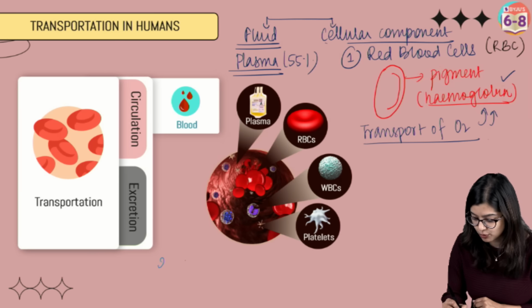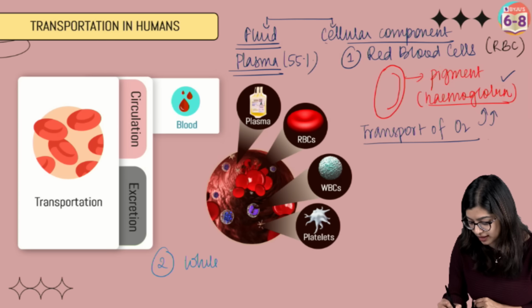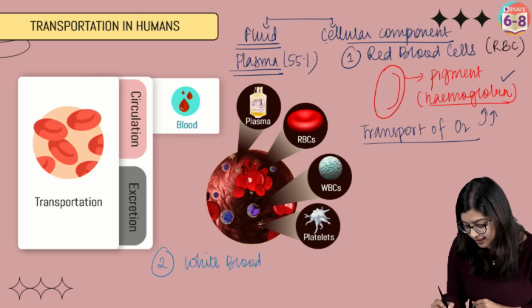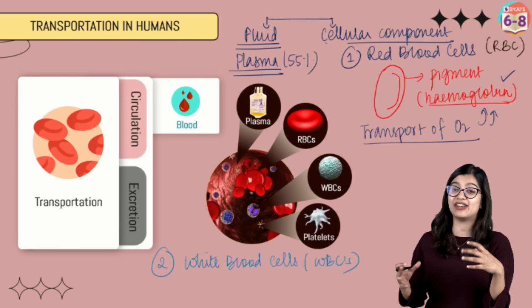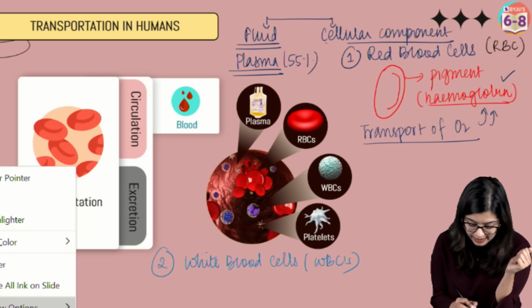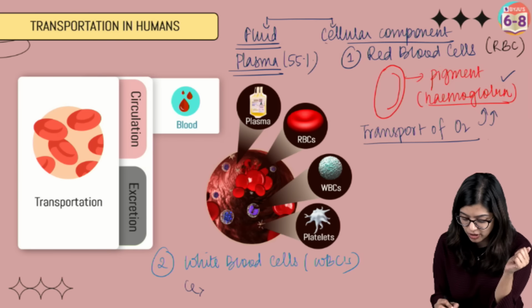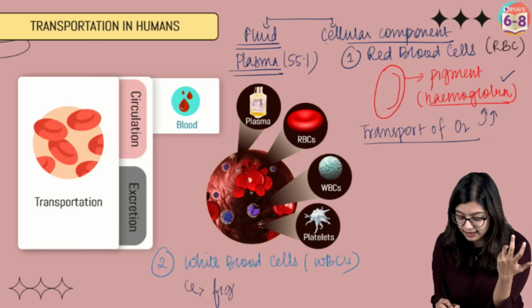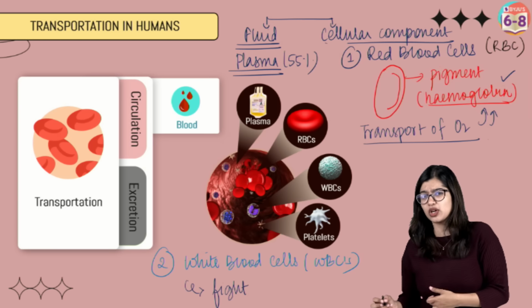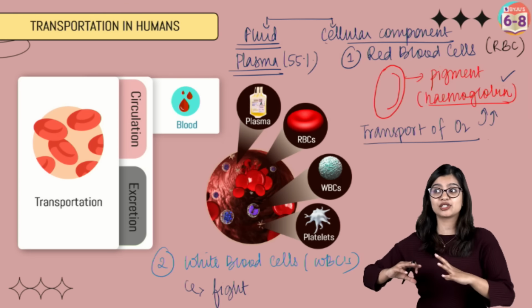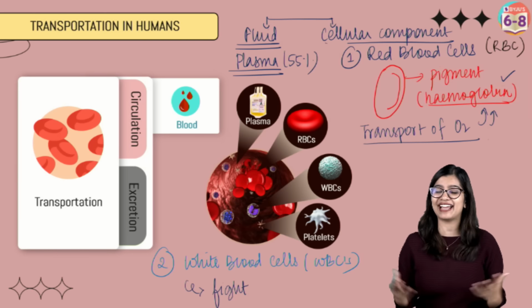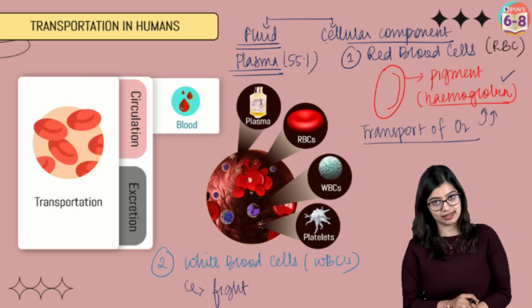Next up, let's move to the second type, which is the white blood cells. The white blood cells are also known as the WBCs. They tend to have an irregular shape, or we can say that they have an amoeboid shape. The WBCs are mainly responsible for helping us fight against disease-causing germs or any foreign substance that may enter the body. So they are like our soldiers who are constantly fighting and ensuring that our body is kept healthy.